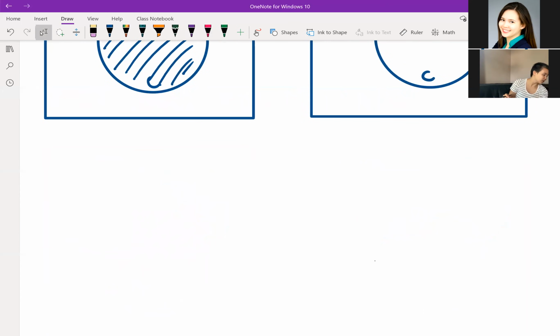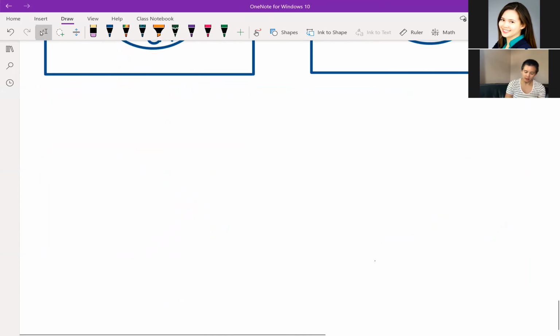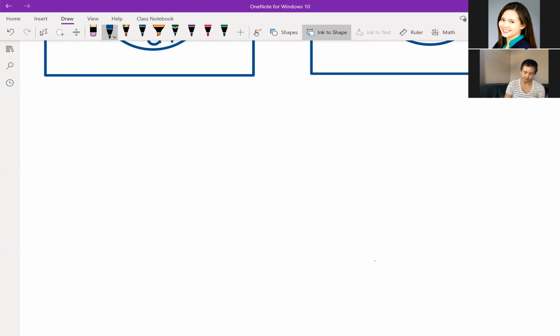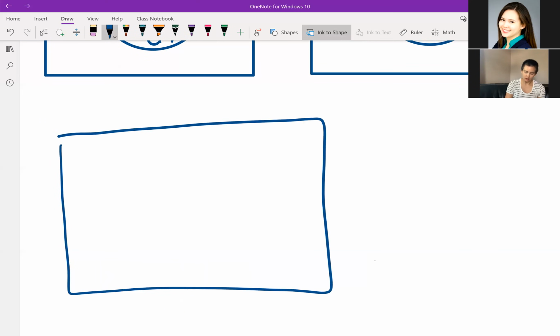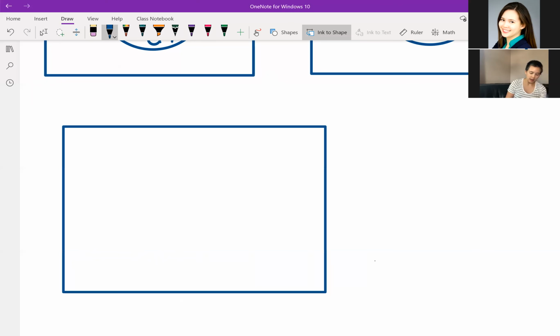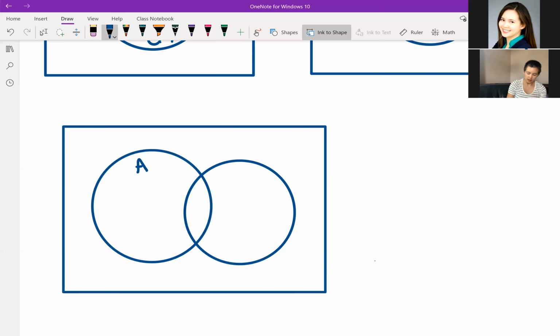Finally, let's get into something called DeMorgan's laws. So for DeMorgan's laws, we need to have two sets, A and B. So here's A, here's B. And DeMorgan's laws say that A union B complement is the same thing as A complement intersect B complement. So let's draw this out to see how that goes.